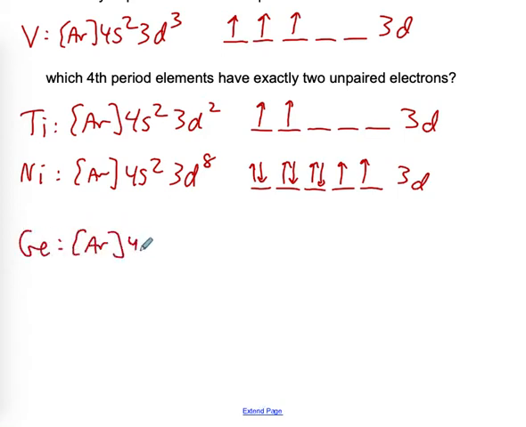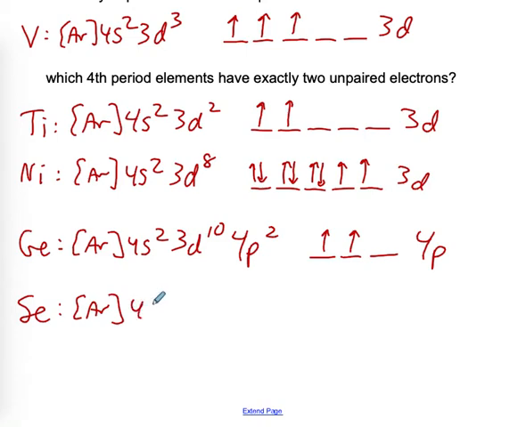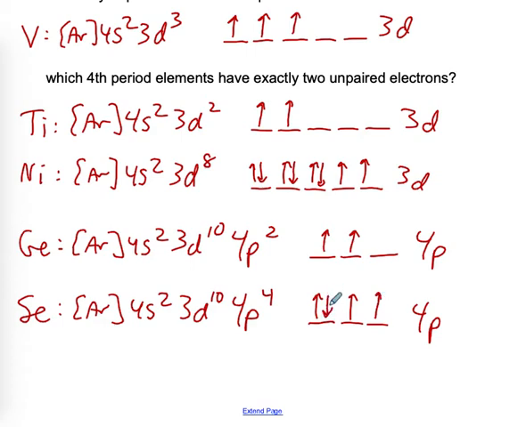Germanium has the configuration argon, 4s2, 3d10, 4p2. Now my partial orbital notation diagram will include only the 4p sublevel, because that's the only partially filled sublevel. I'll place 2 electrons in it. And as before, there's another possibility, namely the one in which the 4p sublevel has 4 electrons in it, so that there are 2 singly occupied orbitals and 1 filled orbital. That would correspond to selenium, as we saw before, argon, 4s2, 3d10, 4p4, with 4 electrons in the 4p sublevel, 1, 2, 3, 4. So we see in the 4th period, there are actually 4 elements that have exactly 2 unpaired electrons.